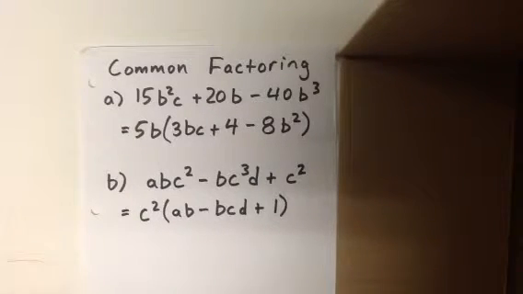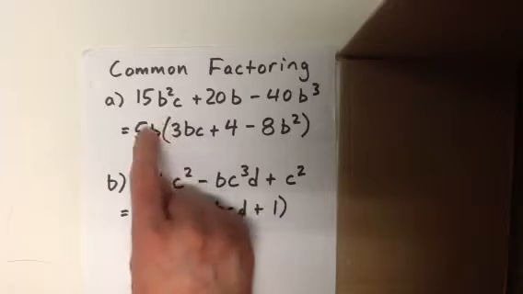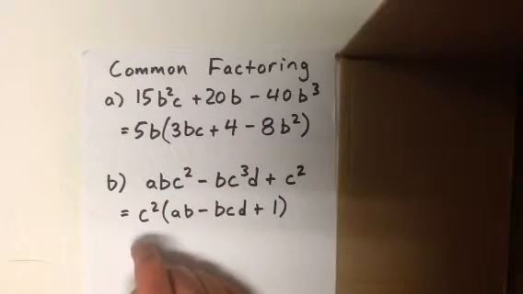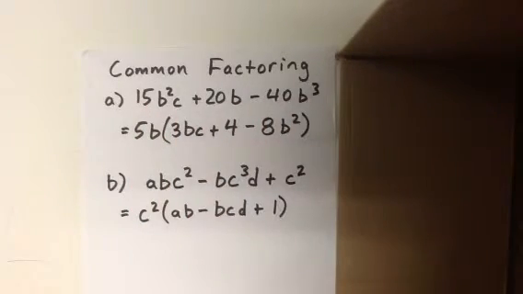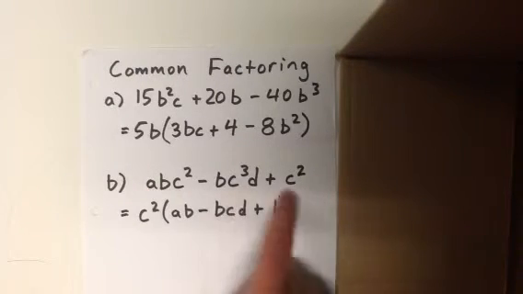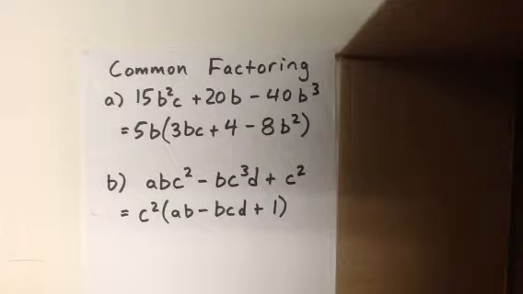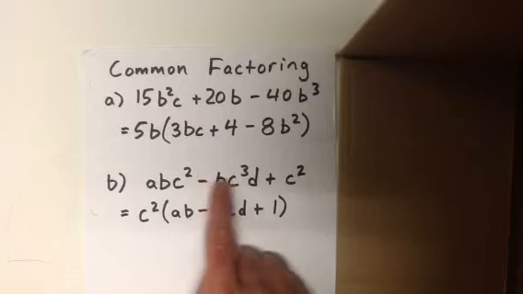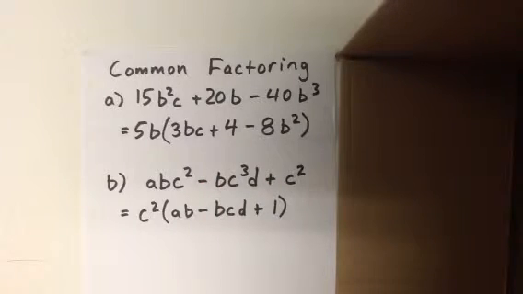And we realize that if we were to distribute that 5b into the bracket, we would get right back to our original expression. Our next task for common factoring is this polynomial, abc squared minus bc cubed d plus c squared. Well, we check to see what can be common factored out. The coefficients are 1, negative 1, and 1, so there won't be any common factoring there.